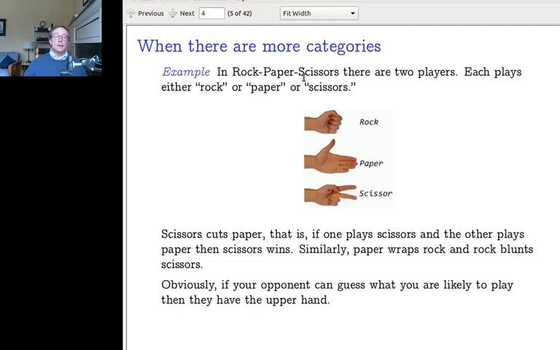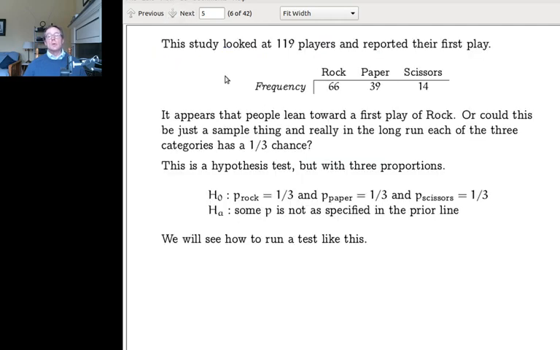And I'm going to take an example from the book because that way it saves a person having to enter the data. So the example is rock, paper, scissors, and I imagine everybody in the room has some idea how to play rock, paper, scissors. There's 3 categories, rock and paper and scissors, that's all. And obviously if your opponent can guess which things you're going to do, then they have an advantage over you. So a study looked at 119 different people and reported what they played first. Rock was 66 of the people, paper was 39 of the people, scissors was 14 of the people.